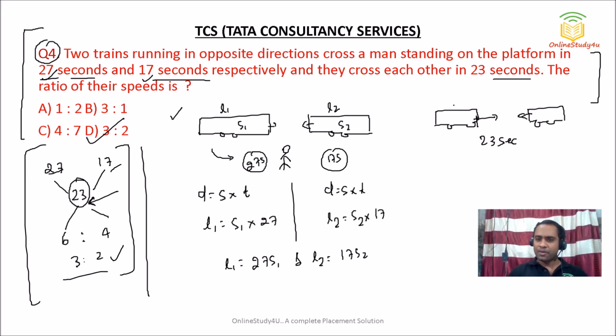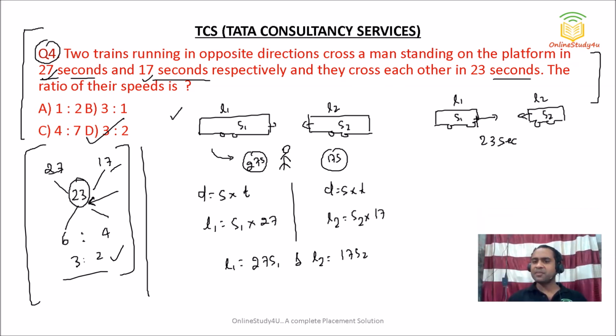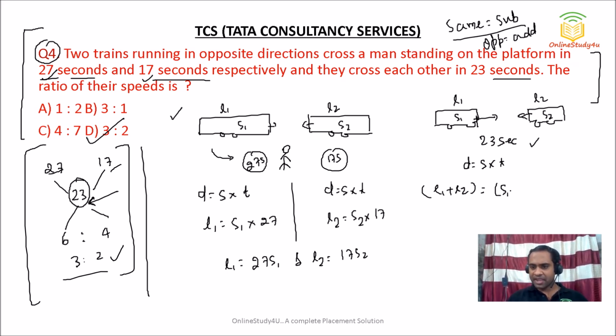Now the first train is crossing the second train, and the time is nothing but 23 seconds. So in that case, distance will be equal to speed into time. When one train is crossing another train, the lengths of both trains will be added. So L1 plus L2 will be equal to, when trains are moving in opposite direction, if they are moving in same direction, then you need to subtract their speed, relative speed we are calculating. When they are moving in opposite direction, then we need to add the speed. So here S1 plus S2 into 23.